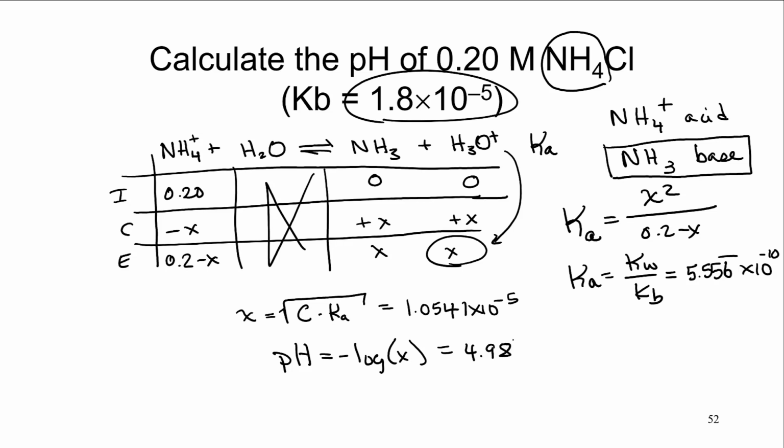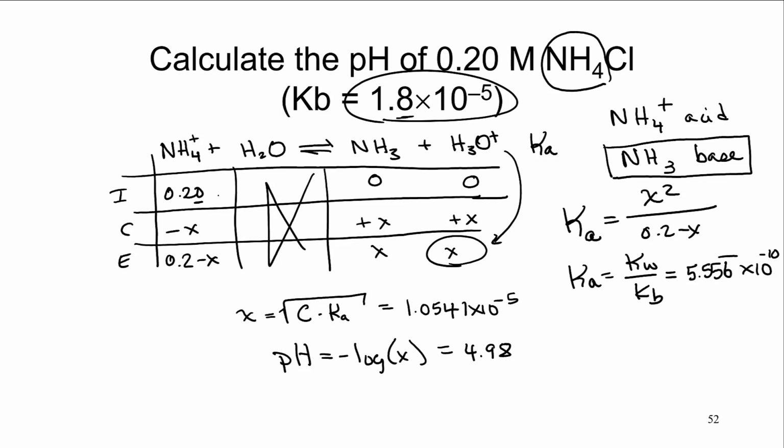A little south of neutral, right? A little acidic, on the acidic side of neutral. So if neutral is 7, this is just below it, very close to 5. And 2 sig figs because my K value and my concentration only had 2 sig figs.